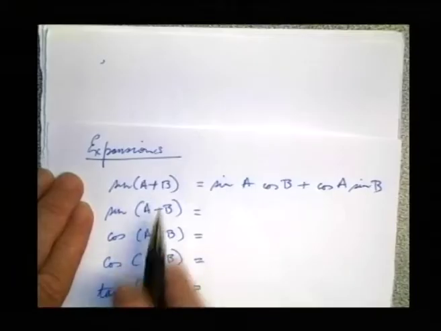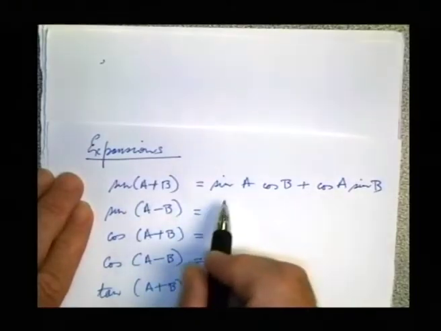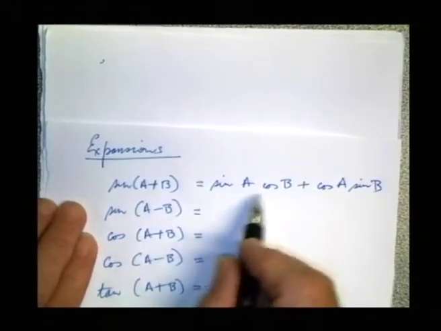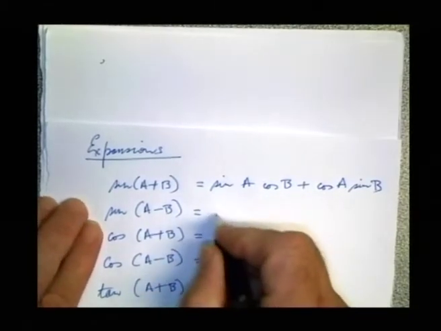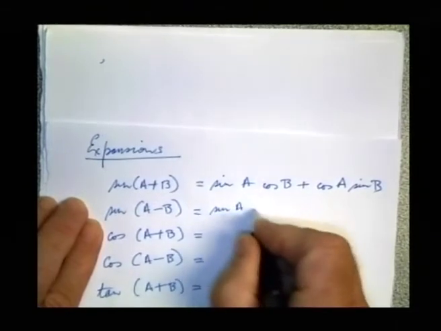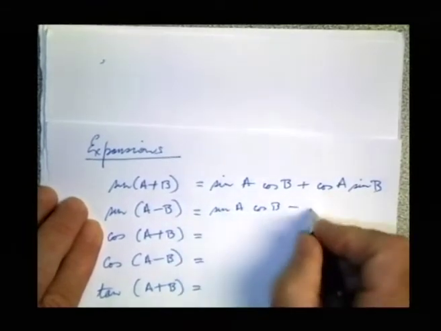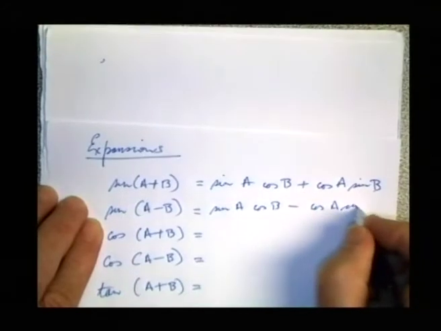This particular sum, the expansions of these sine A plus B all have to be known. There are six of them. First one, sine A plus B is sine A cos B plus cos A sine B. Sine A minus B is sine A cos B minus cos A sine B.